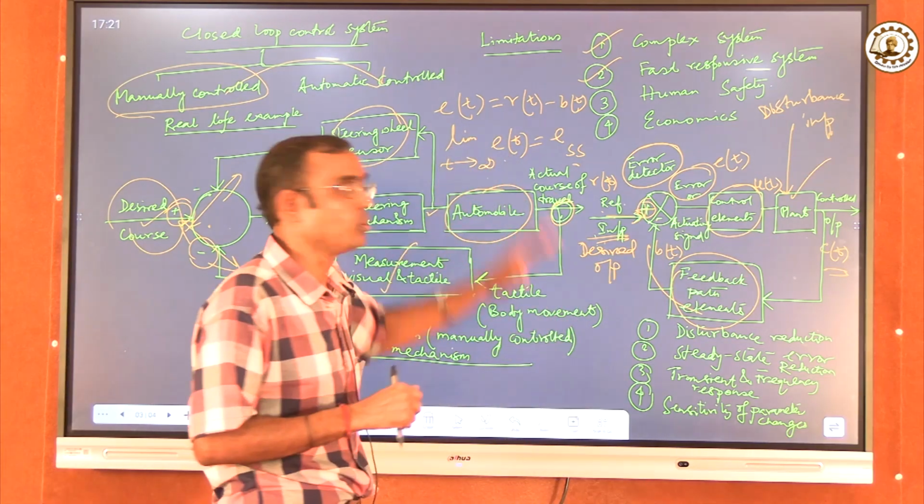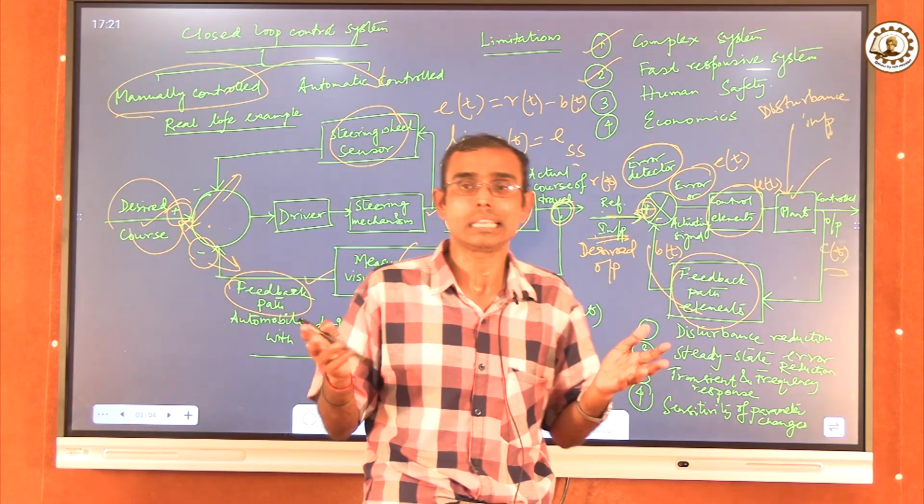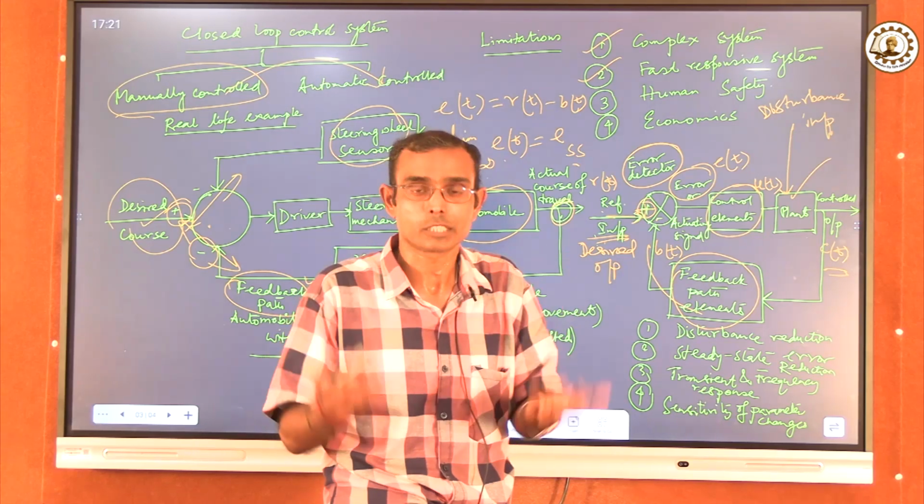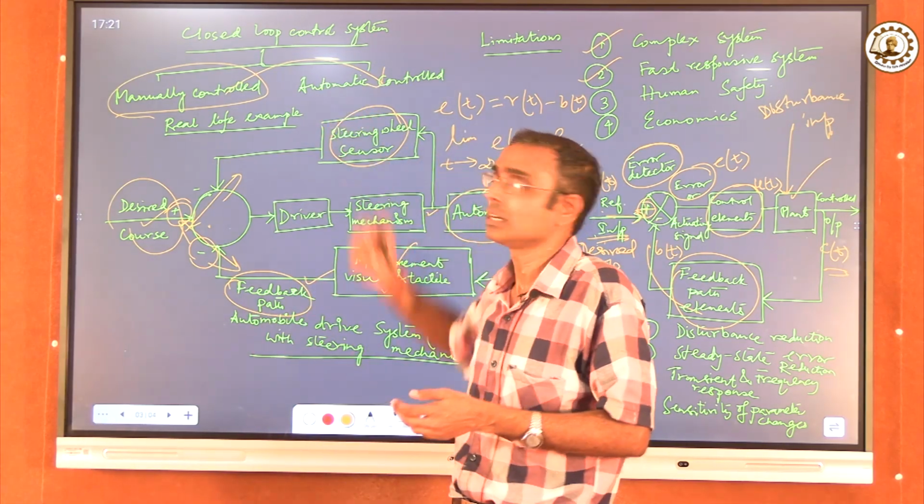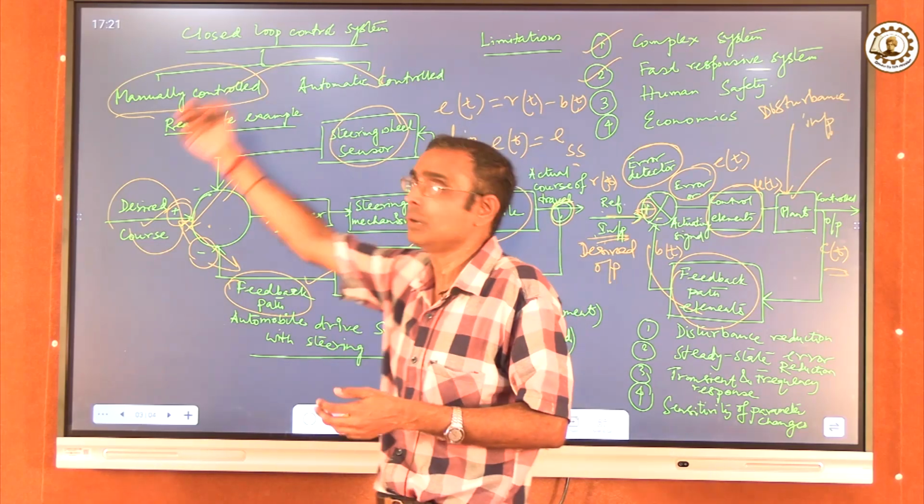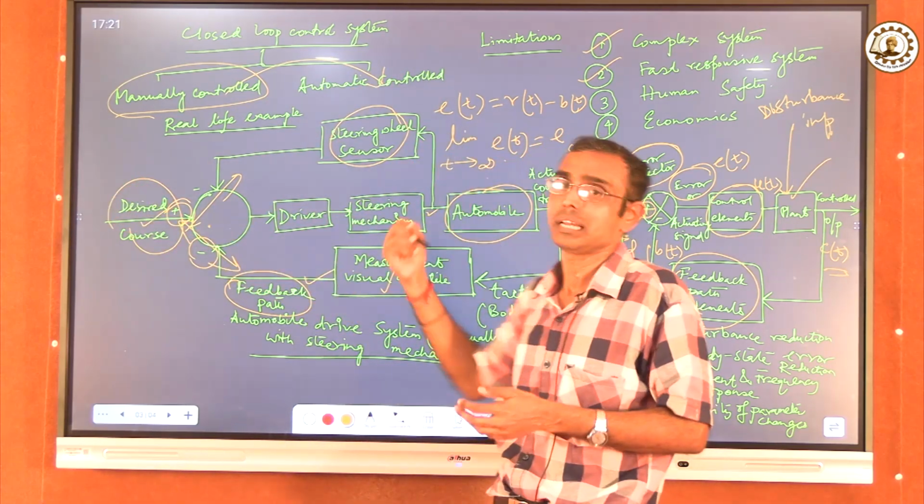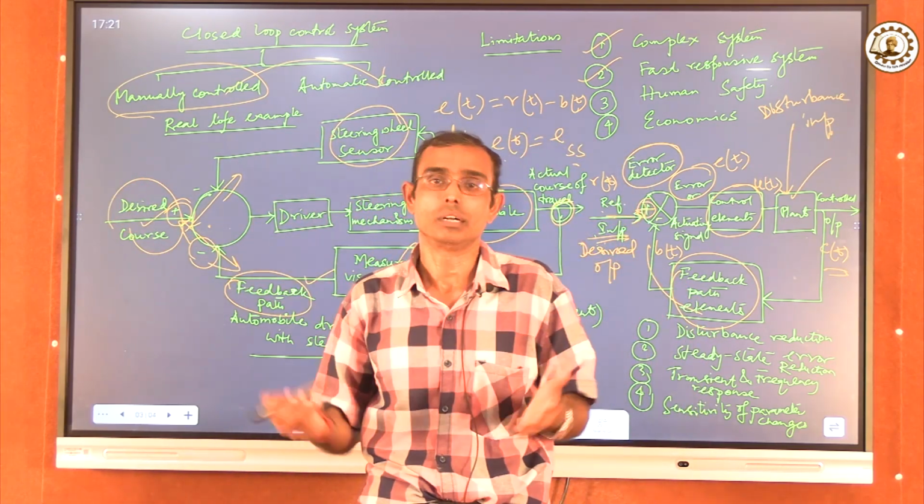So this is all I can explain to you, and analyze with you, about how the closed loop control system, in manually controlled form and automatically controlled form, can work.